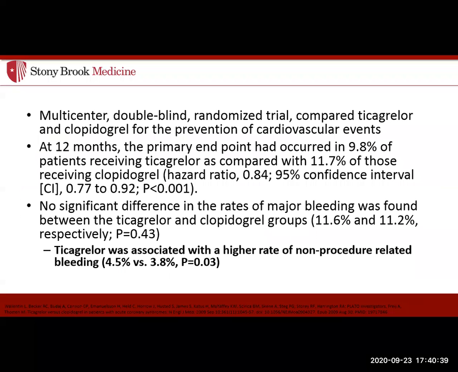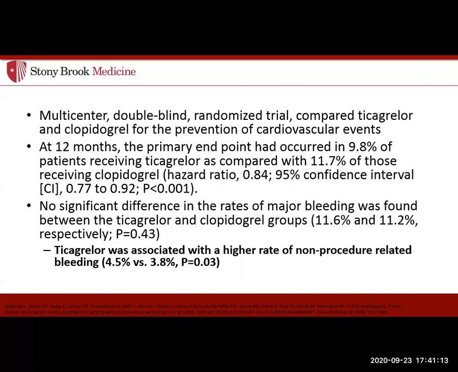So this was a multi-center, double-blind, randomized controlled trial that compared the normal doses of ticagrelor and clopidogrel in the prevention of cardiovascular events. What they found was that ticagrelor compared with clopidogrel significantly reduced the rate of death from vascular causes, as well as reduced the rates of myocardial infarction and stroke, without an increase in the rate of overall major bleeding. But as you could see in bold, ticagrelor was associated with a higher risk of non-procedural related bleeding.